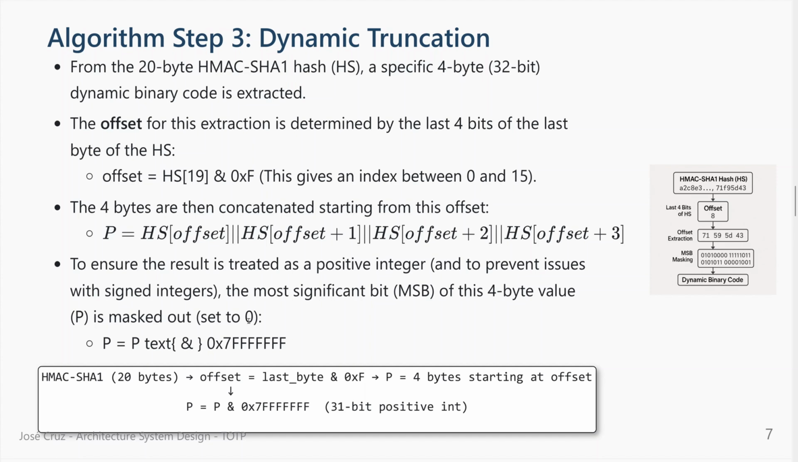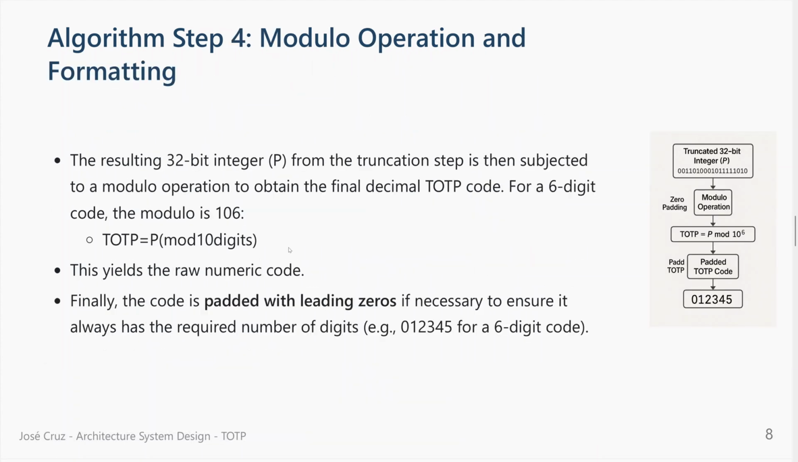And now, since you have 20 bytes, you can choose any position between 0 and 15 on these bytes. And you can always extract 4. Even on the 15, you can extract the 15, 16, 17, and 18. So you can always extract 4 bytes. And now you have these 4 bytes, and these 4 bytes will define the number that you will see on the authenticator. So how does it work?